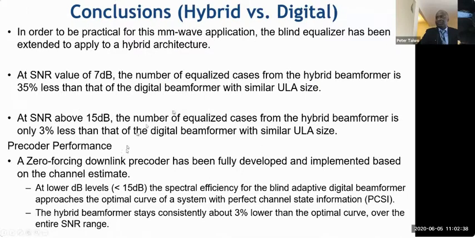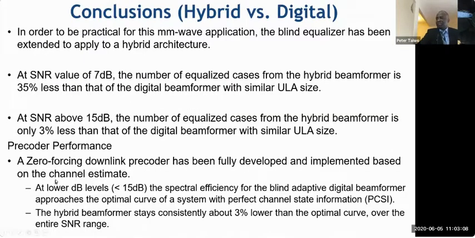And in order to be practical, we also extended our beamformer to a hybrid. At an SNR value of 7, we observe that the number of equalized cases from the hybrid beamformer is 35% less than that of the digital beamformer. We compare the two beamformers, the hybrid and the digital, with a similar ULA size for comparison.